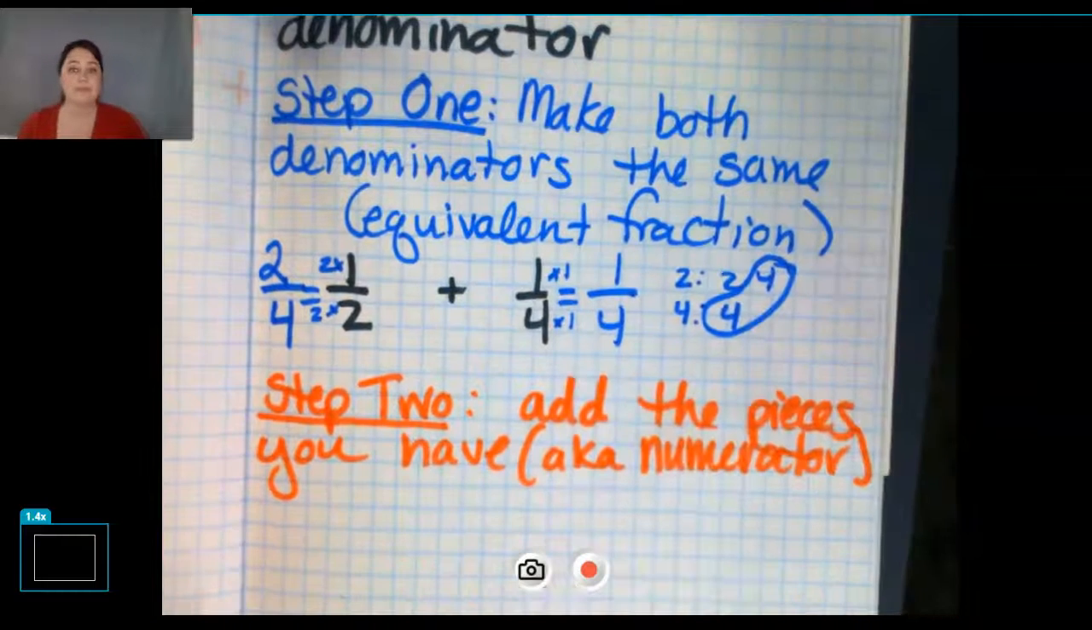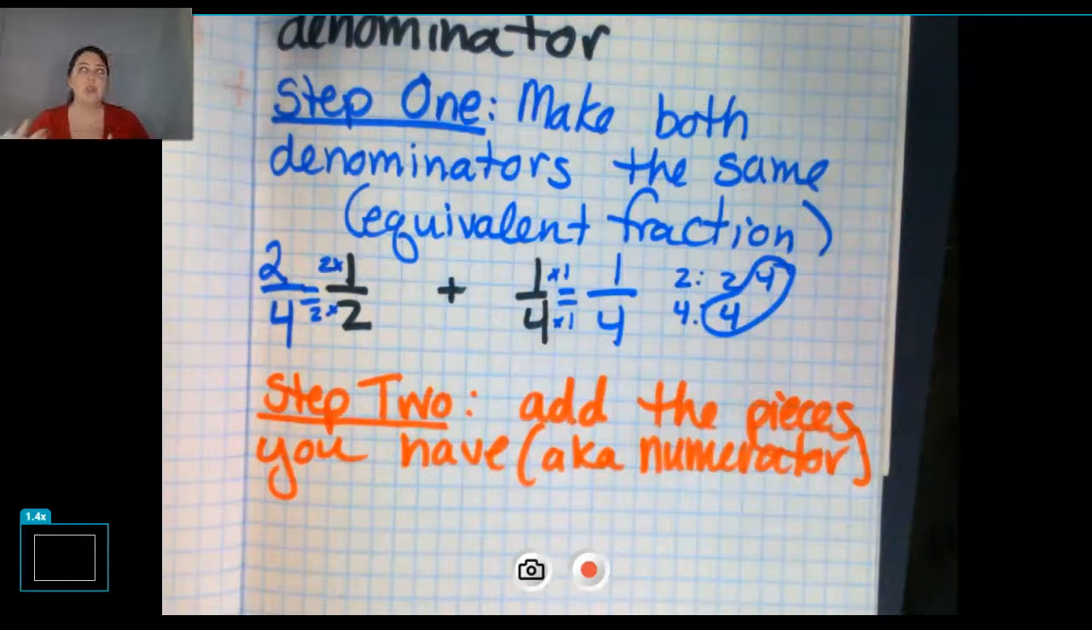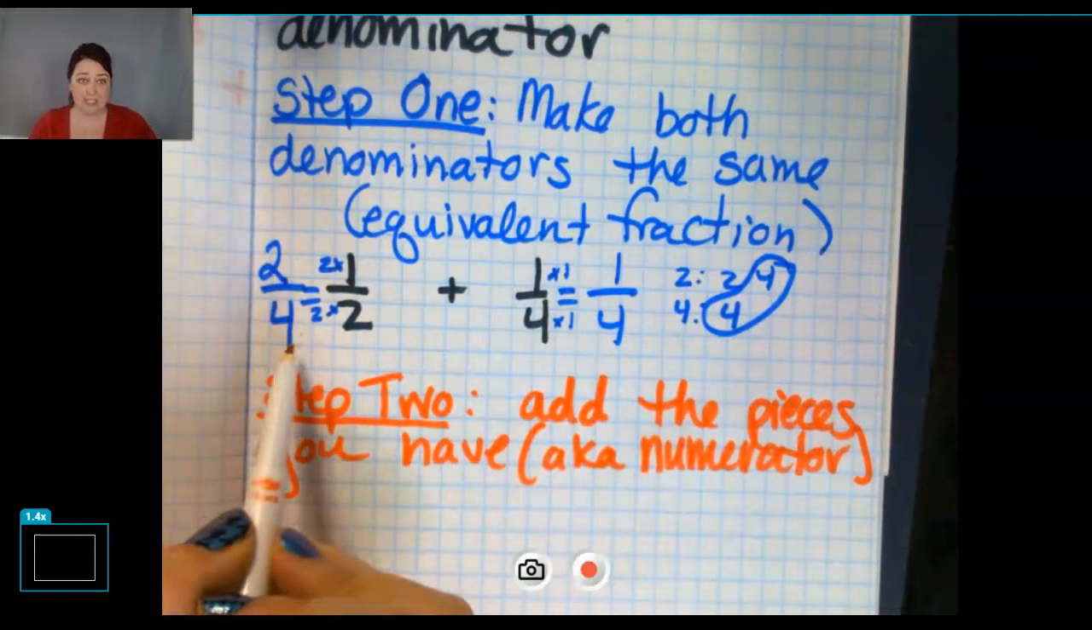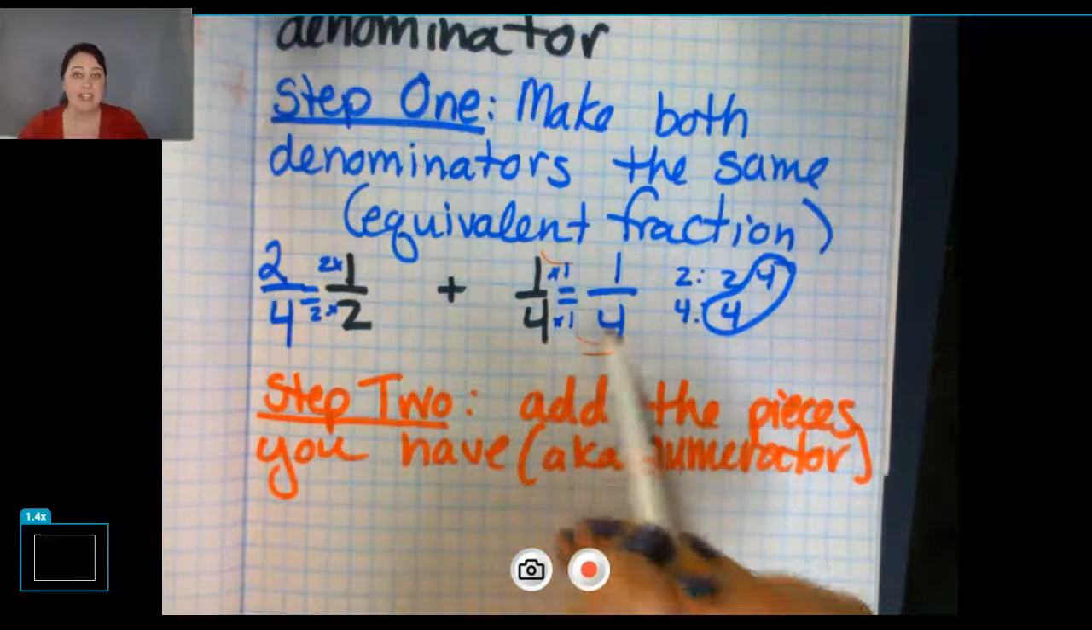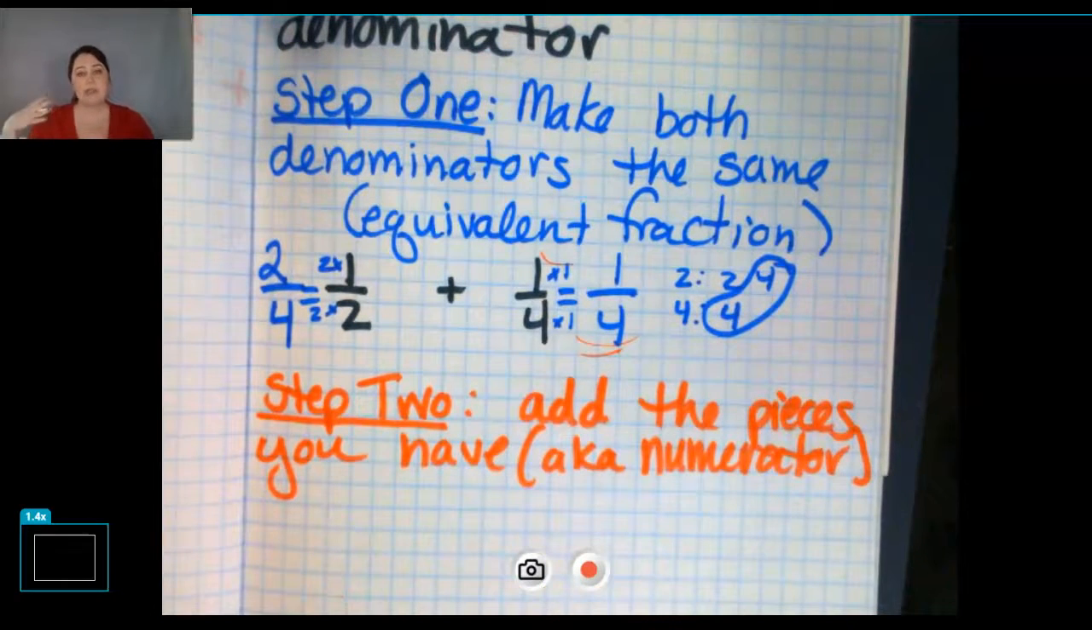Okay? The reason why you're only adding the numerator and not the denominator is because the numerator is what you have. You have 2 out of the 4 pieces and 1 out of the 4 pieces. This is just telling you how it was cut apart. So step 2 is you add the pieces you have.